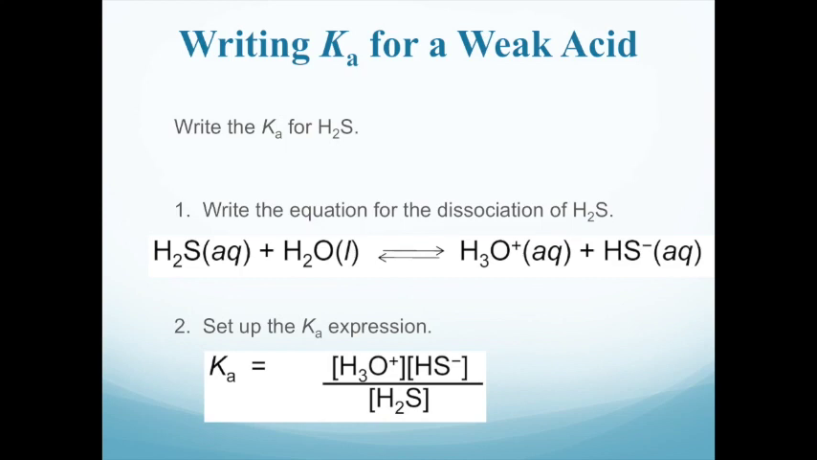Write the Ka for hydrogen sulfide gas. So first you have to write the equation for the dissociation of H2S gas, which is, you bubble hydrogen sulfide gas into water, it becomes dissolved, and it dissociates to form H3O+ ions and HS-. So we set up our Ka expression for this, and the Ka is the concentration of hydronium ions times the concentration of the conjugate base, which is HS-, divided by the concentration of the undissociated acid, which in this case is H2S, and that's your expression.